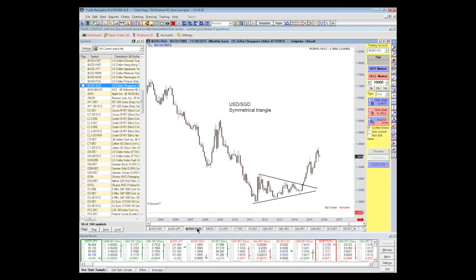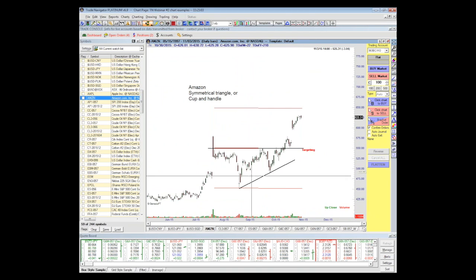This is the US dollar Singapore dollar cross. This is, again, a symmetrical triangle. This is Amazon. Now, this could be identified as either a cup and handle pattern or a right angle triangle. I have this wrong up here as a symmetrical triangle. It would be a right angle triangle, an ascending triangle, or cup and handle.